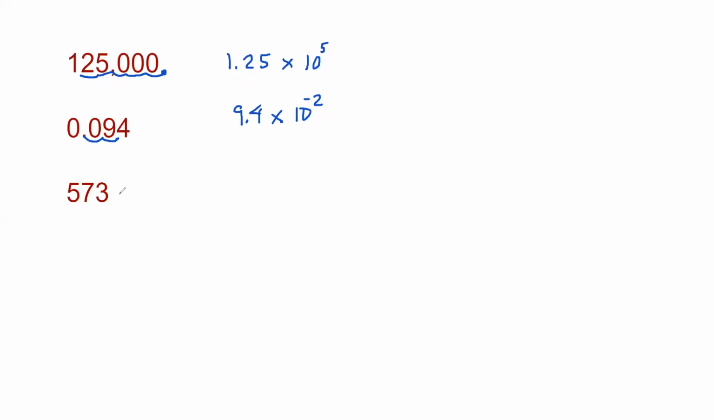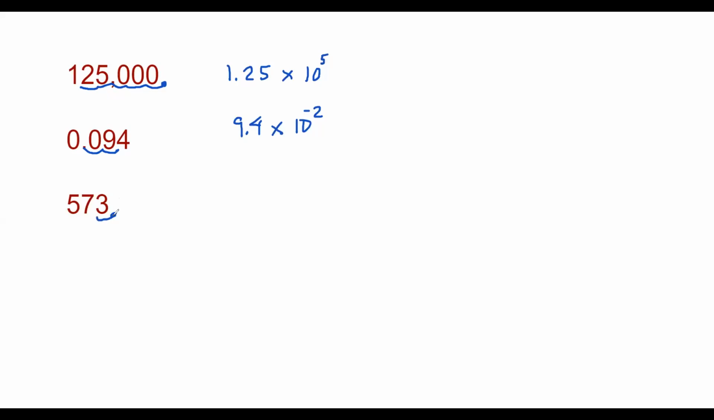573. Our missing decimal point is right there. We go 1, 2 places. It's a big number, so our exponent is going to be positive. 5.73 times 10 to the second.